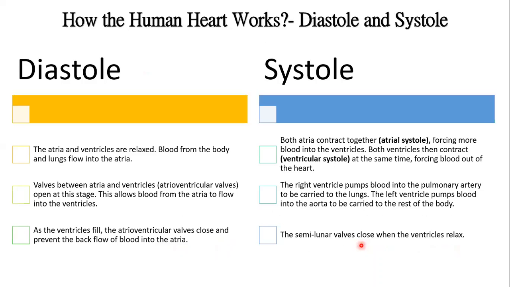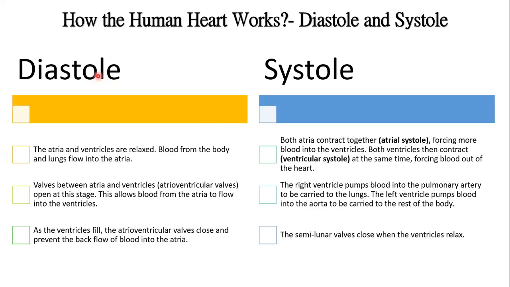Now, there are different events that occur during diastole. Sorry, let me repeat what I just said. Look at them on top here. There are two phases of the cardiac cycle. Okay, these are diastole and systole. Now there are specific events that occur during both phases of the cardiac cycle.